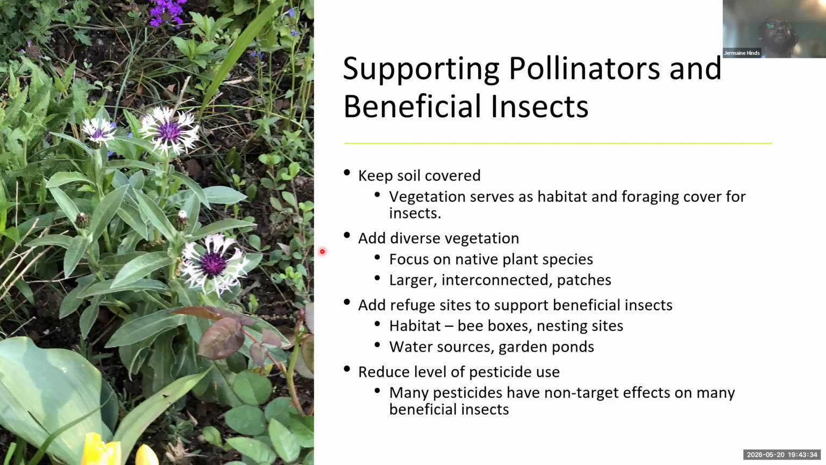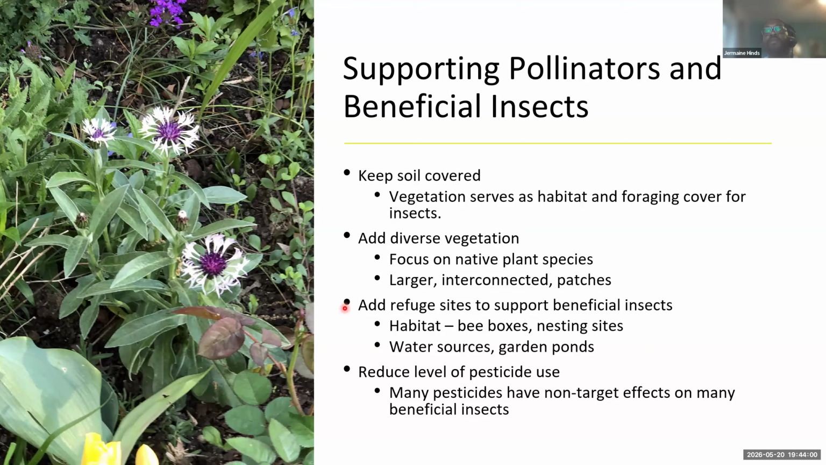So you want to add diverse vegetation. Focus on native plant species. So that's better suited for this habitat, suited for the native species here. You want to also include larger interconnected patches where available, rather than different islands of vegetation. You want to have a large interconnected patch so insects can get to and from them.